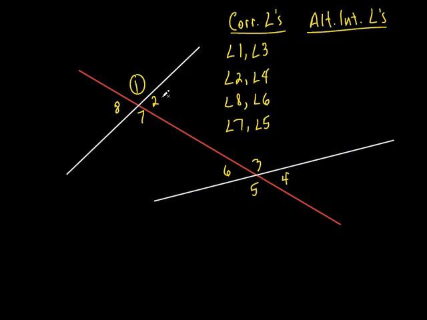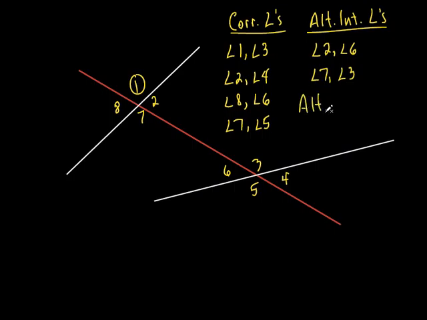Which ones are alternate? 2 and 6, and 7 and 3. Good. And it doesn't matter what order you write them in. But the 2 and the 6 have to go together. You could say 2 and 6 or 6 and 2. That doesn't make any difference. And then what? 7 and 3. Good. So that's easy to see, isn't it? All right. So this is pretty easy stuff.